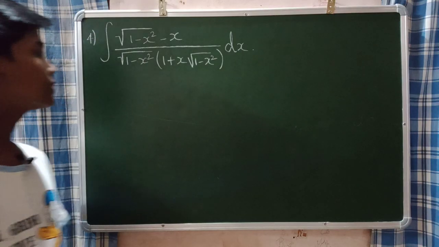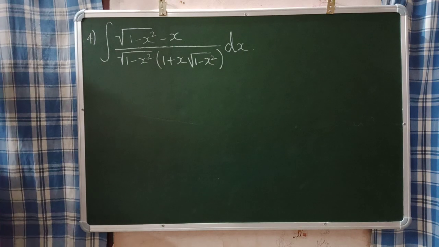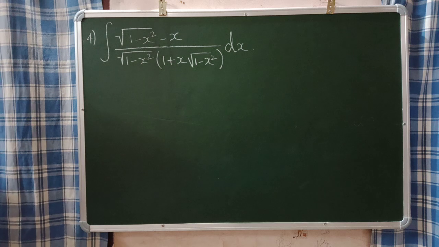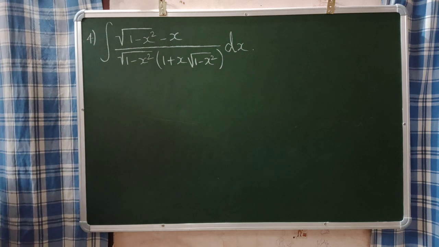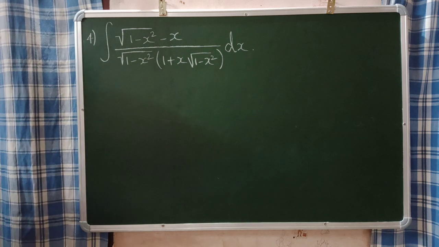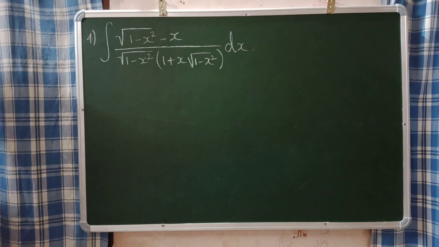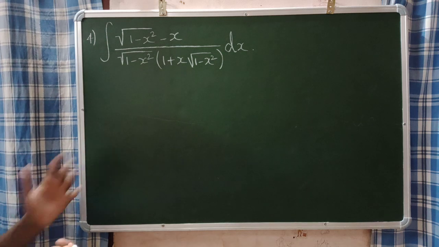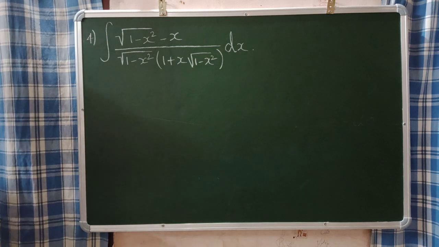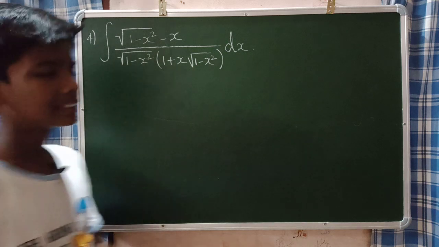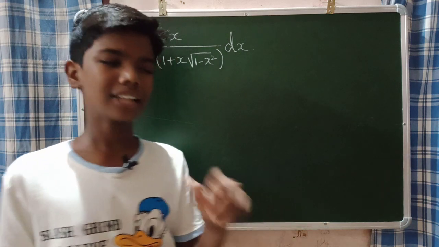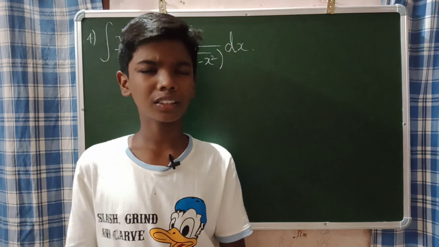Our next question is the integration of root of (1 minus x square) of (minus x) divided by root of (1 minus x square) of (1 plus x) into root of (1 minus x square) of dx. This is the question, guys. The answer for this question is in the terms of tan inverse, okay?